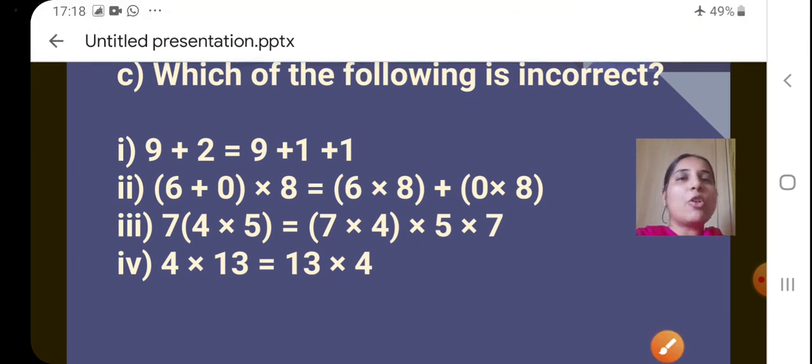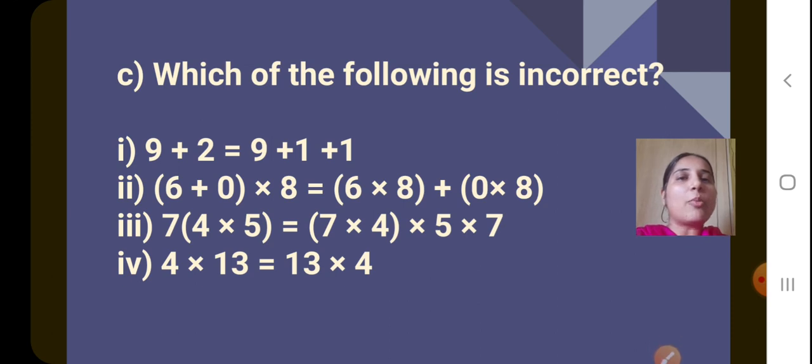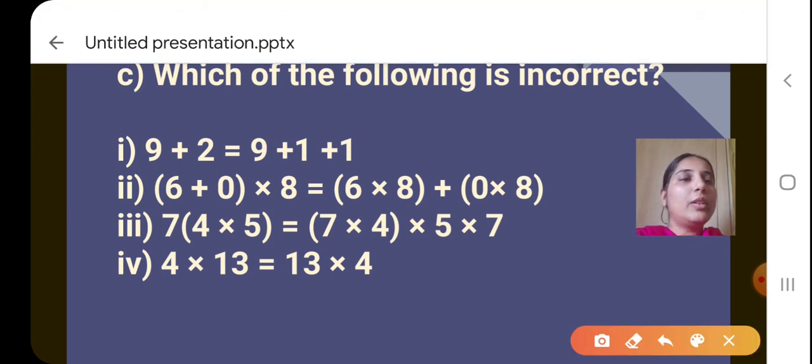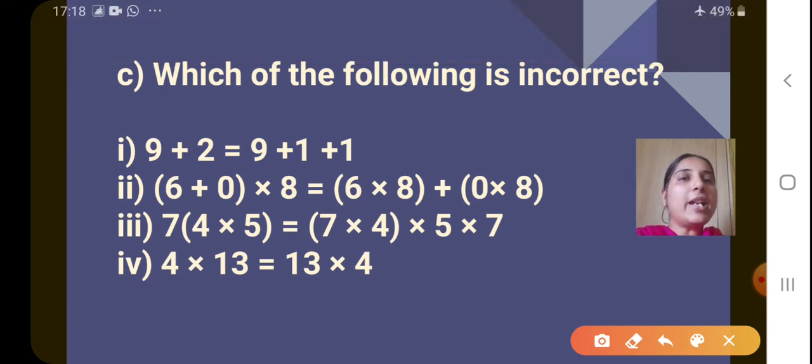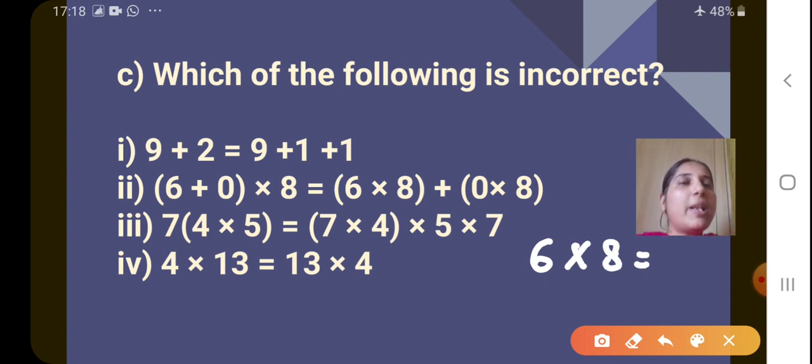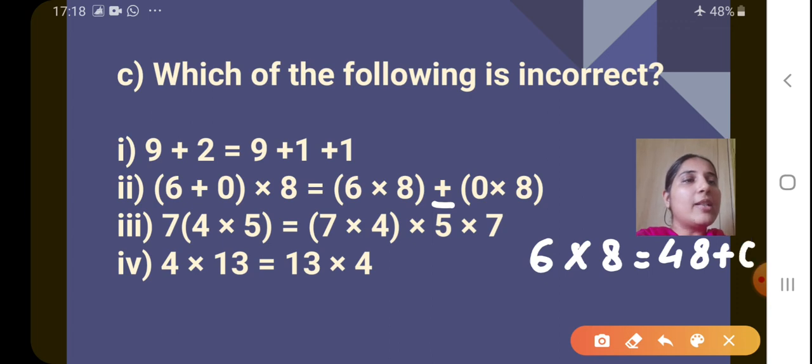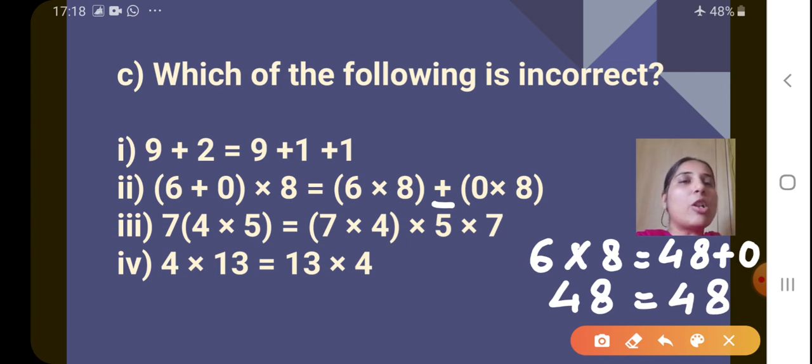So 6 plus 0 multiplied by 8. So 6 multiplied by 6 plus 0 will give us 6 only. Then multiplied by 8 is equal to 6 multiplied by 8. So what will we get? 48. 6 8s are 48 plus this sign, and 0 8s are 0. Now 6 8s are 48 on the left hand side, and on the right hand side also we will get 48 plus 0, that is 48. So that is also correct. Option number 2 is also correct.